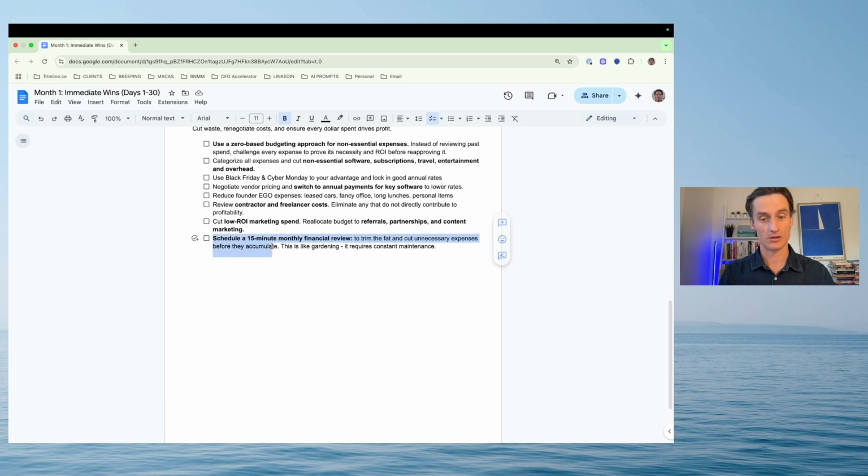And then the last one, this is to put in your calendar, is to schedule a 15-minute monthly financial review. I've got one in my business. Get the recurring calendar invite, every fourth Monday of the month, every Friday morning, whatever time you want to do it, and run a P&L, trim the fat, and keep it up. It's like barnacles on a ship. They keep growing back. And so you need to keep reviewing it and make sure you're as lean as possible.